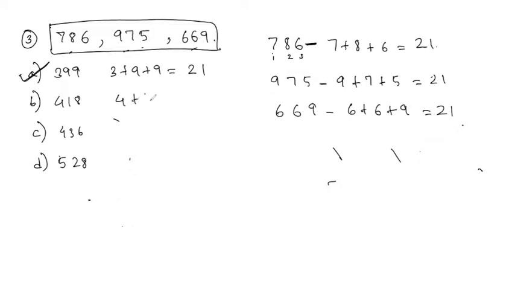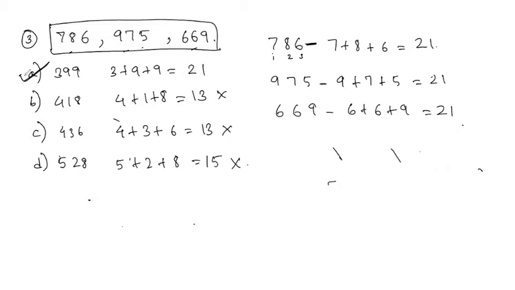Let's check. What is 4 plus 1 plus 8? 13. So this is a wrong option. Next, 4 plus 3 plus 6. What is this? 13. So wrong. Last, 5 plus 2 plus 8. What is this? 15. So this is also wrong. So that's why option B is correct.